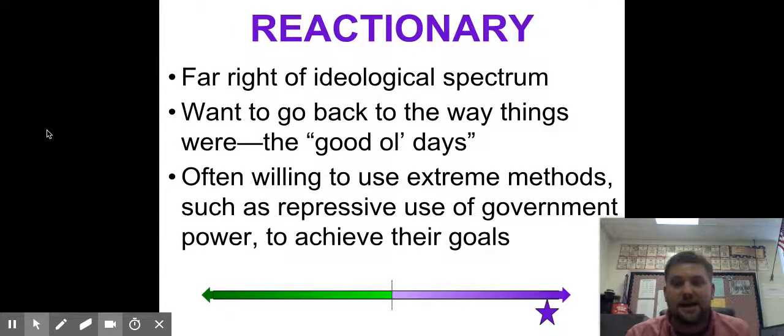And then way on the right side, we have our reactionary conservatives. They are far right on the political spectrum. They want to actually go backwards in terms of the way we do things, both socially, economically, whatever it may be. They want to go back to the good old days and are often willing to use more extreme methods to do that as well. They will use power, right? They will use repressive types of tools in order to achieve their goals. And just like the radicals, they're willing to kind of win at all cost once you get to become more way out on the outside of the political spectrum.